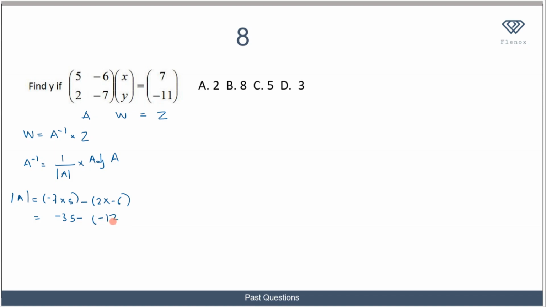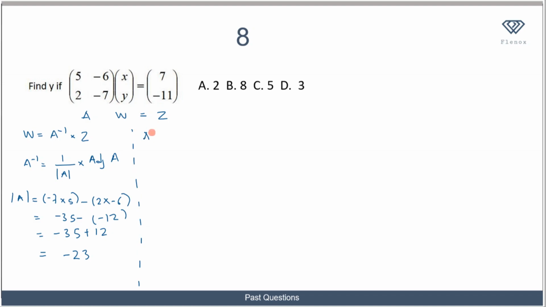So I'm left with minus 35 plus 12. And what does that result in? That results in minus 23. So the determinant of matrix A is minus 23. So now let's move on. Here we are now told to find the value of the adjoint of A. I know that the adjoint of A is pretty straightforward. I can find the adjoint of A.